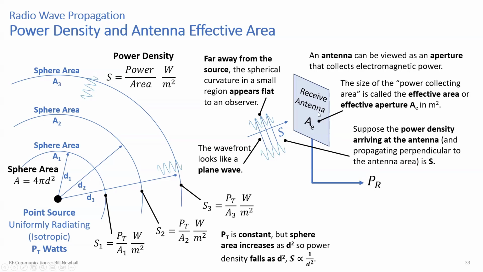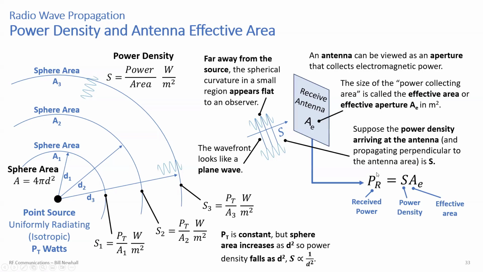Then that receive antenna, now you have a cable connected to it and power comes out of that. That received power is going to be the power density times the effective area. Right? So you have power density in watts per meter squared times area in meter squared, you get watts. So that's the power out of that receive antenna. That's one way you can view a receive antenna, how much power is going to come out of it.